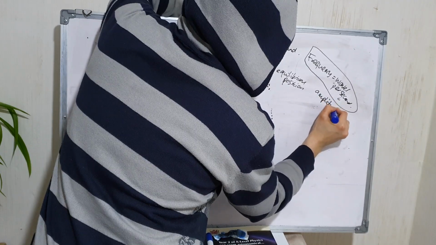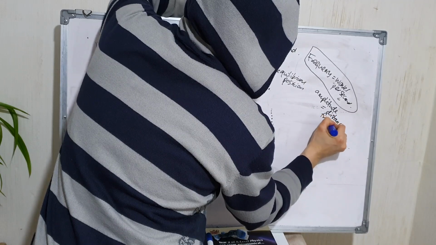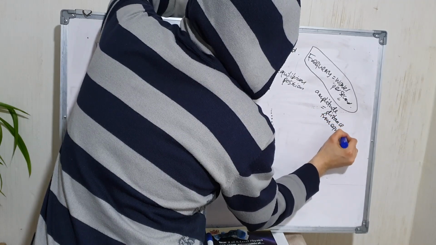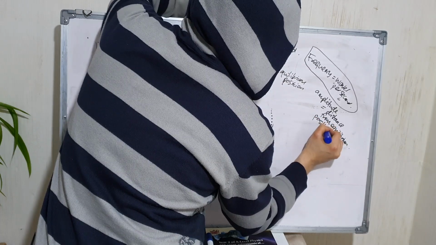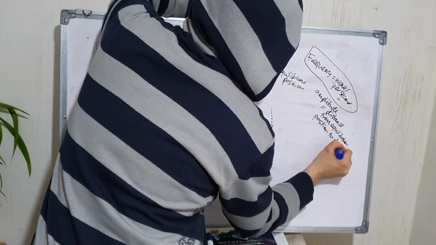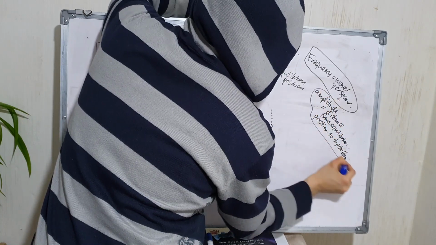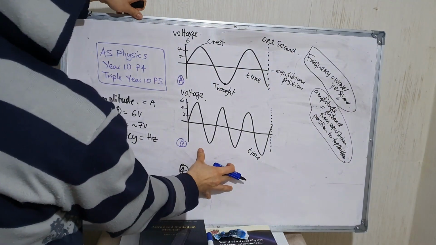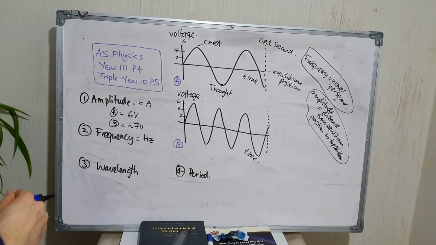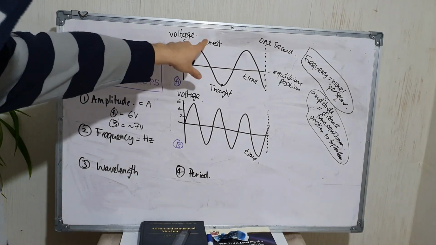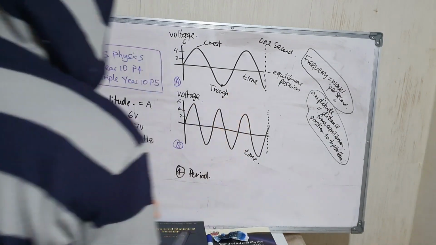Amplitude is the distance from the equilibrium position to either the top or the bottom of the wave. So the frequency is how many waves there are per second. The amplitude is the distance from the equilibrium position to the top, the crest, or to the bottom, the trough.